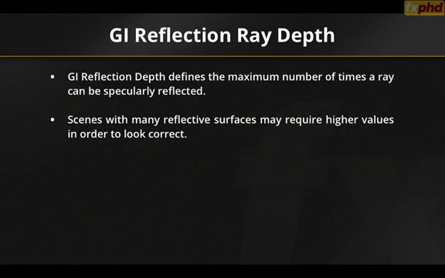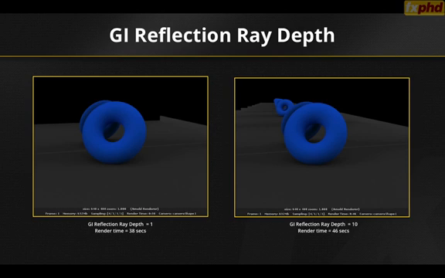From there, let's now talk about reflection, and reflection has ray depth as well. This defines the maximum number of times a ray can be specularly reflected. So a scene with many reflective surfaces may require, again, a higher number to look correct. So here's my scene. I have 2 mirrors back to back with a nice blue donut in the scene. With a GI reflection ray depth set to 1, we are getting just 1 reflection of the donut in the mirror, and the mirror behind us is completely black.